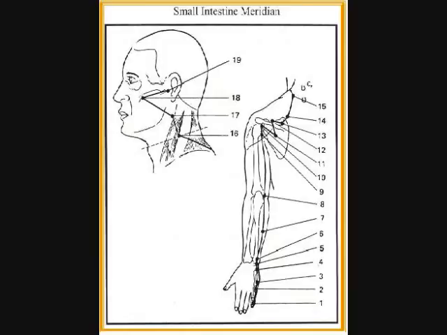SI14, 3 cun lateral to the lower border of the spinous process of the first thoracic vertebrae, where DU13 is located. SI15, 2 cun lateral to the lower border of the spinous process of the 7th cervical vertebrae.